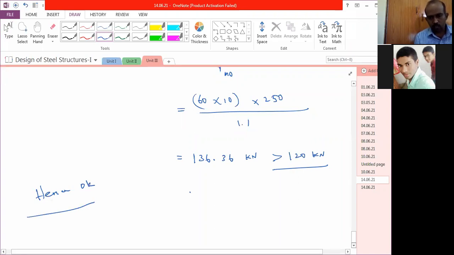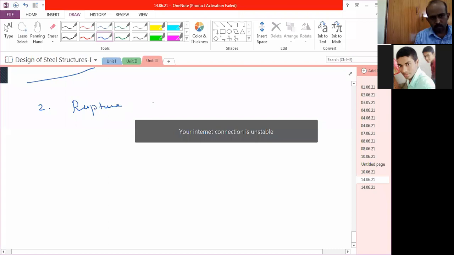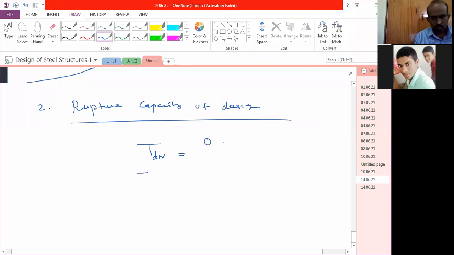Then next one is the rupture capacity of the connection. Rupture capacity of the connection of the design. So what is the formula we know based on TDN? TDN is equal to 0.9 An fu divided by gamma m1. So this is the formula we know.